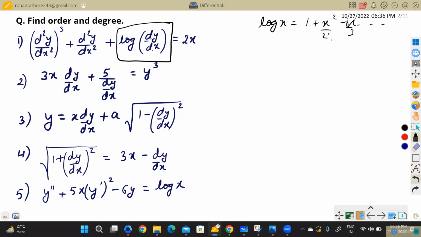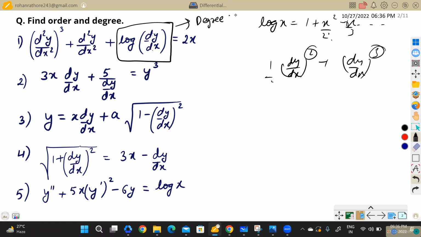You're getting my point? Because when you expand that, you get dy by dx square, one term, and something here, then you get dy by dx whole cube. So there is degree 2, there is 3, and so on. So we cannot say that degree exists here. This differential equation will have no degree.